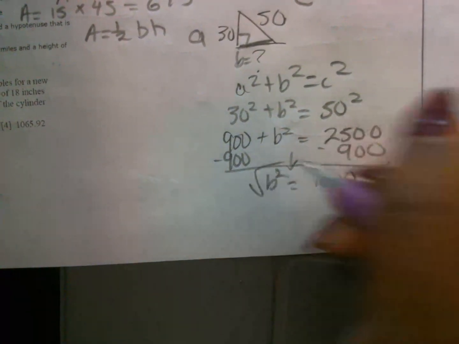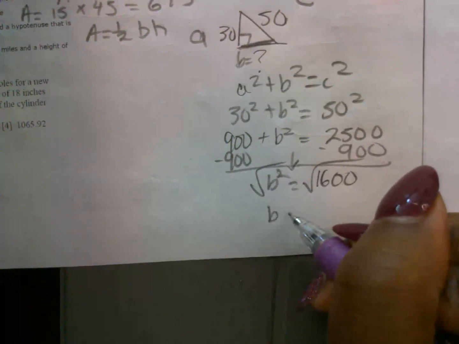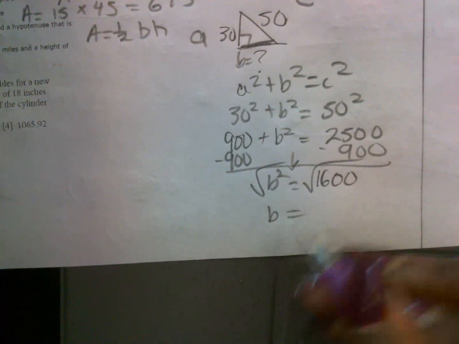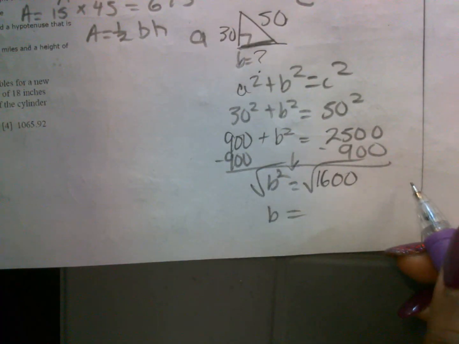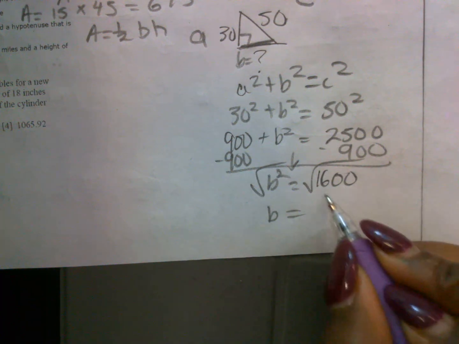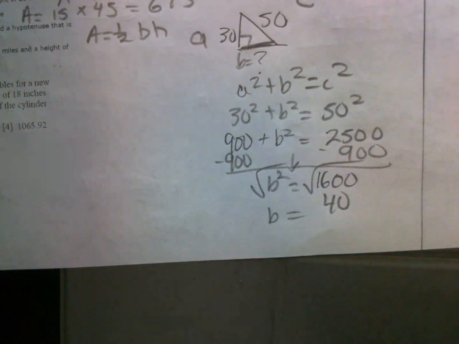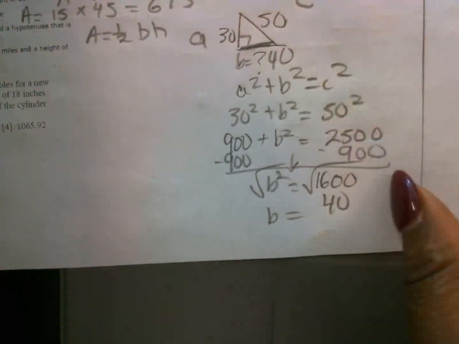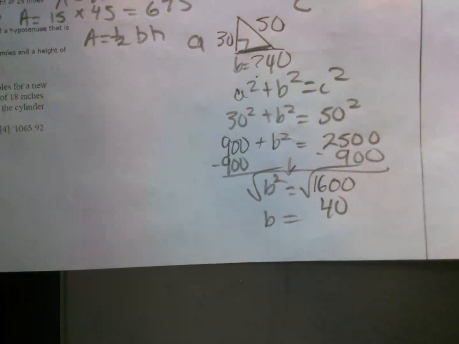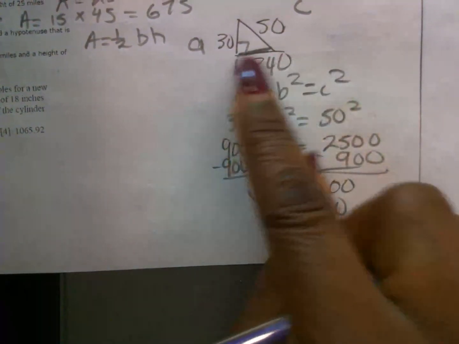Okay, so now square root. When you find a square root on both sides, what does that give you? B, and what's this? 40. Okay. All right, so we got 40 there. So 40 is going to be the base.